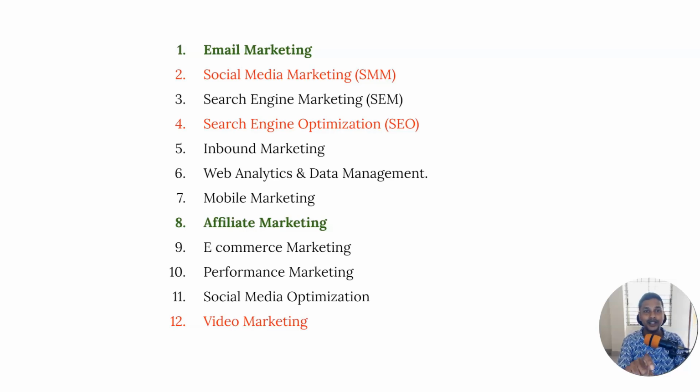Here is a small list of digital marketing types that you can focus on as a beginner, and you can see that there are 12 methods that I have selected and marked with different colors. For example, email marketing is green color, there is a reason, of course. Then social media marketing, search engine marketing, search engine optimization, inbound marketing, web and data management, mobile marketing, affiliate marketing, e-commerce marketing, performance marketing, social media optimization, and video marketing. And right now you should focus on this screen very carefully.